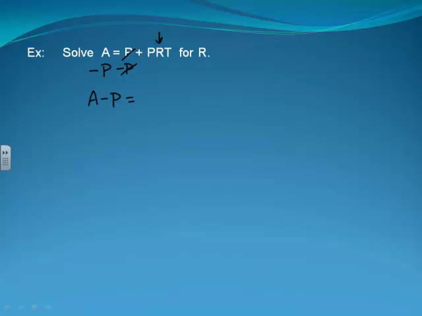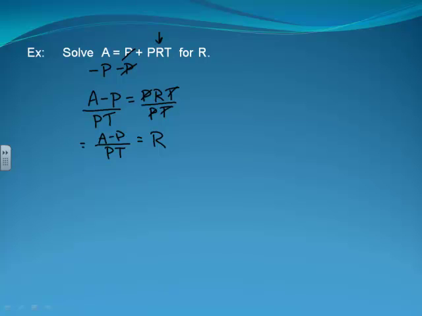A minus P now equals what's left on the right-hand side, which is P times R times T. We want to solve for R, so we have to get rid of both the P and the T. So we're going to divide that out on both sides. Notice our P's cancel out and our T's cancel out. And we've got A minus P over P times T equals R. Now you can leave your answer like that. That's one possibility. Or you could take that a little bit further.